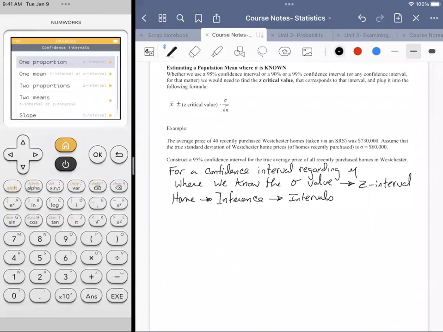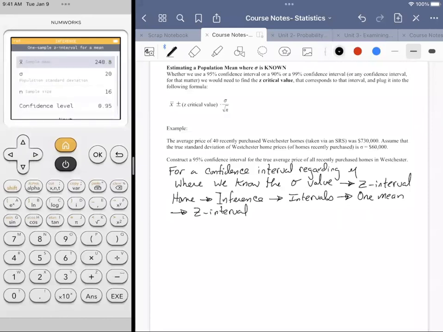All right, we're going to go for one mean. And in fact, everything we do in this lesson is going to involve one mean. So these first few steps are going to be the same for everything we do. So one mean. And then you have a choice of T interval or Z interval, right? So we're going for Z interval. Definitely going down the rabbit hole here.